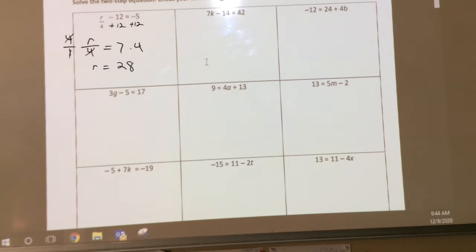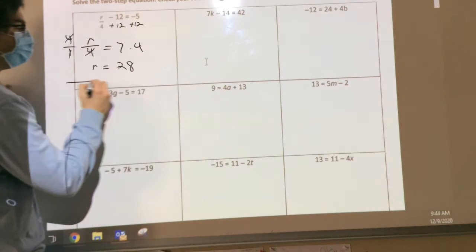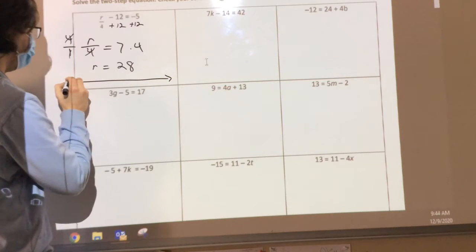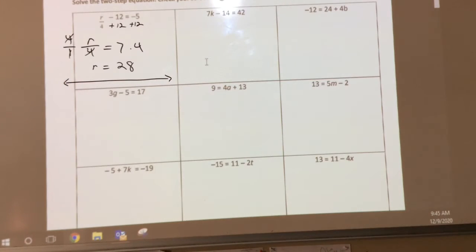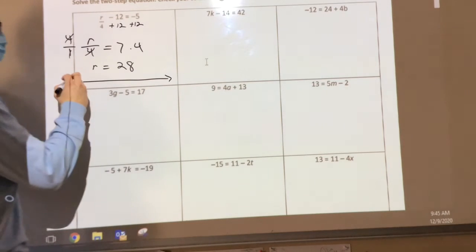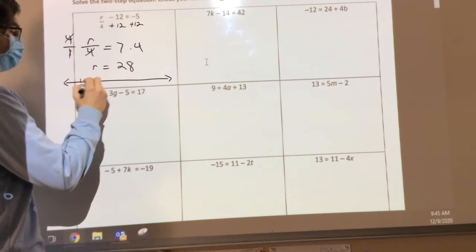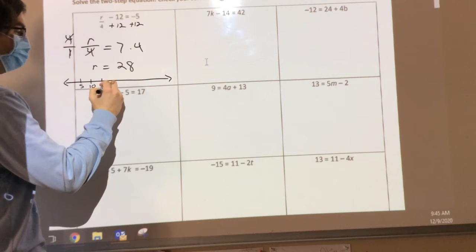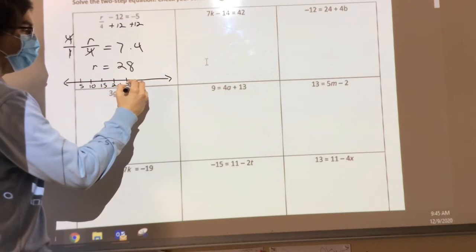Okay, now here's what I'm looking for today. I want you to just draw a quick number line. We're not going to make this that big of a deal. We're just going to draw a quick number line. Okay? You can choose to label your number line however you want. So here's what I'm going to do. I'm going to go 5, 10, 15, 20, 25, 30.